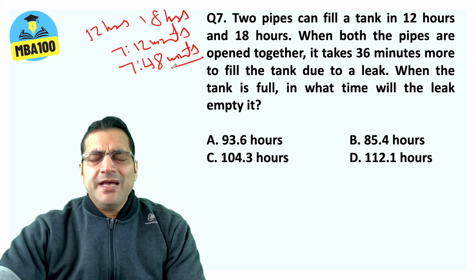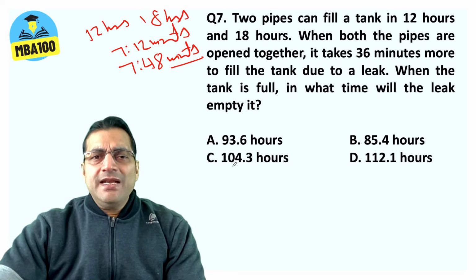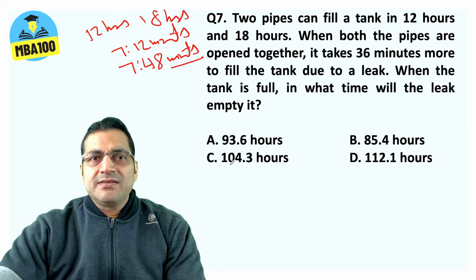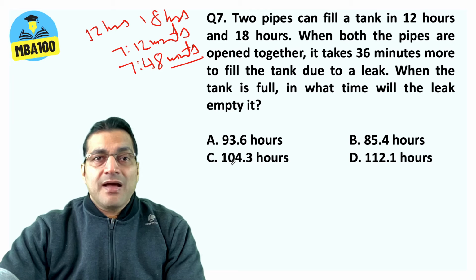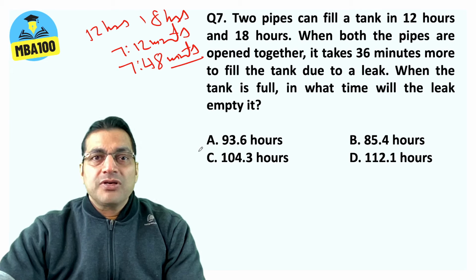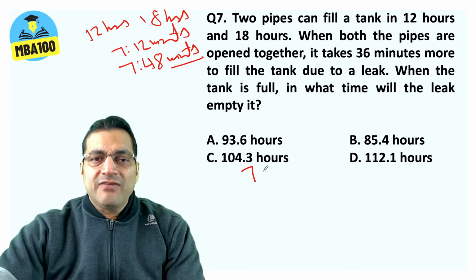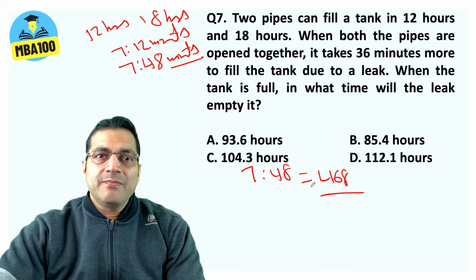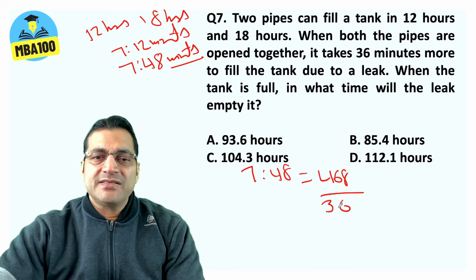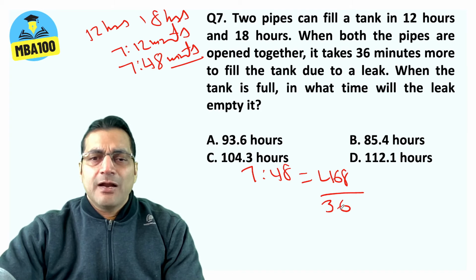Okay. But hey, tell me one thing. Without any leak, they would have taken 7 hours and 12 minutes. With this leak being on all the time, in these 7 hours and 48 minutes, they took 36 more minutes. So whatever water has been taken out by the leak in 7 hours and 48 minutes, that is 420 plus 48, 468 minutes, that can be undone by pipes A and B in how many minutes? 36 minutes. So what is the ratio of work done by them? 468 divided by 36. This will give you 13.